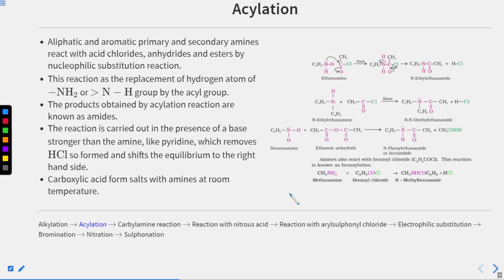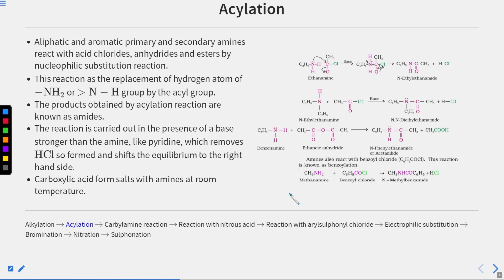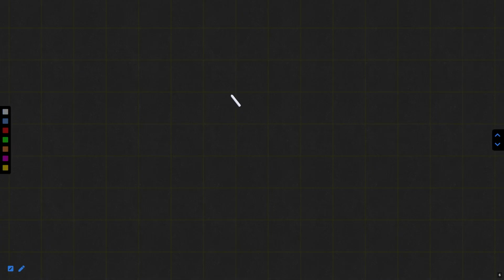Next is acylation. What is acylation? By acylation we mean that we are adding an acyl group, such as CH3CO. How do we do this? For that, we treat our amine, whether it is primary, secondary, or tertiary, that doesn't matter, with an acyl chloride. So this is the substrate, no problem. But how do we prepare the acyl chloride? That is the first question.